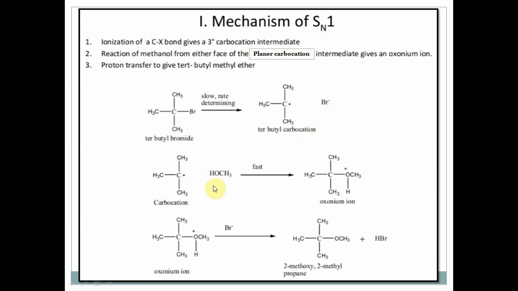Now in the next step, the nucleophile will attack here, and an oxonium ion is formed. It is planar, so attack can take place from any side, and then Br, this H will be removed from here as HBr, and we are getting 2-methoxy-2-methylpropane. So this is the rate determining step, the slow step. Further, the attack of another nucleophile is the fastest step.